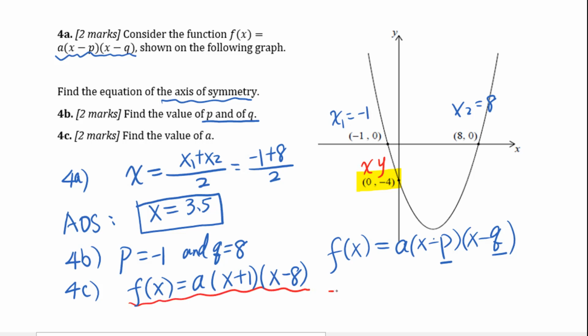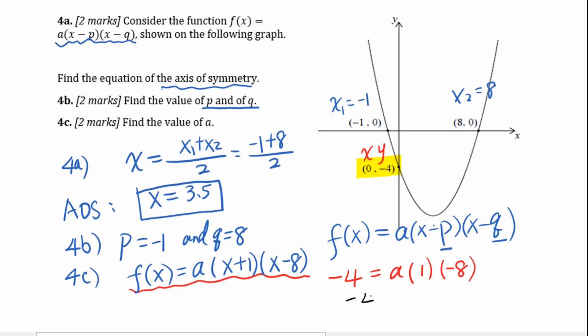You will get -4 equals a times, x is 0, so 0 plus 1 is 1, and 0 minus 8 is -8. So we get -4 equals -8a. Divide by -8 on both sides, and you will get a equals -4 over -8, that is 1 over 2. So a equals 1/2.